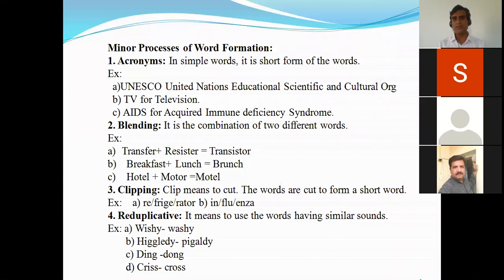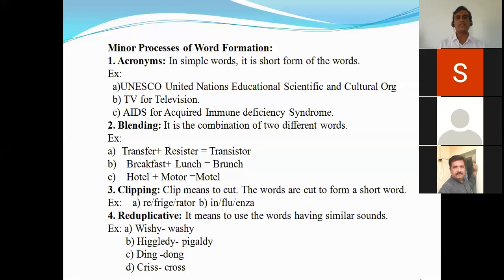The next minor process of word formation is clipping. Clip means to cut. We say fridge, but actually the exact word is not fridge, it is refrigerator, remember. We cut re in the beginning and erator at the final position, and we only pronounce what is in between. Fridge is the short form. It is clipping, that means to cut the word into pieces. Next word is flu. In fact, this is influenza, but we say flu only.